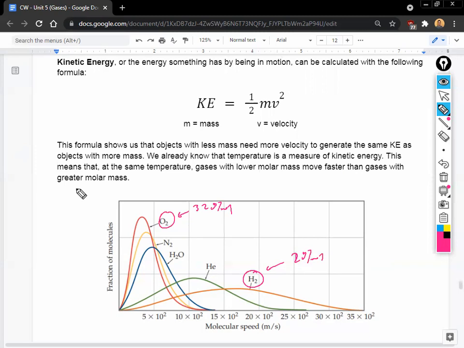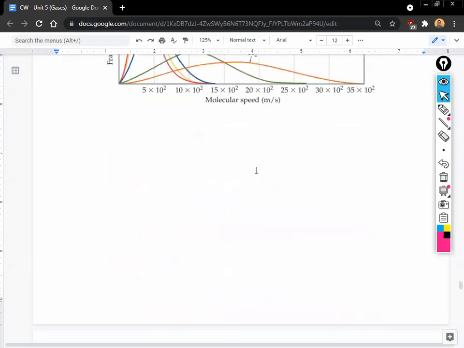Okay, that's pretty much what this graph is telling us. If you take a look at it, it tells you various gases, and it makes sense. O2 is 32 grams per mole, N2 is 28 grams per mole, H2O is 18 grams, helium is 4, and H2 is 2. So the bigger the gas molecule, the less speed it needs to have the same kinetic energy. That's pretty much what this is telling us. If you throw a bullet, it's not going to hurt, but if I throw a brick at you, it's going to hurt, right? So same concept.